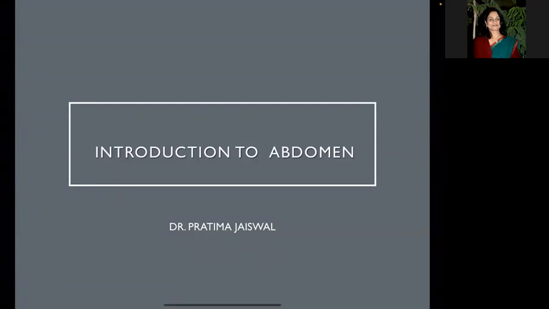Hello everyone. We will talk about introduction to the abdomen. As we know, the abdomen is the lower part of the trunk and it lies below the diaphragm. It is divided by the plane of the pelvic inlet into an upper part, which is larger, called the abdomen proper, and a lower part called the pelvic cavity.